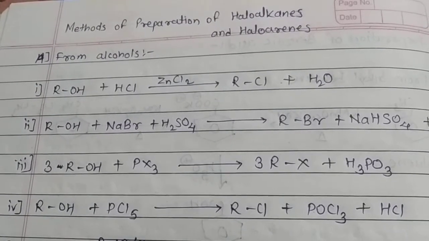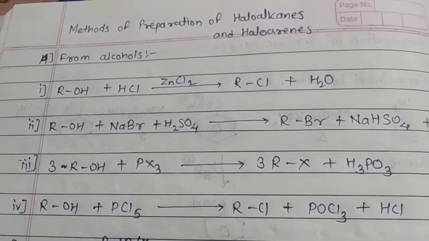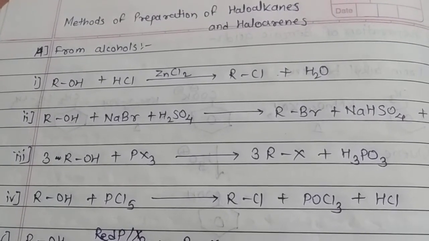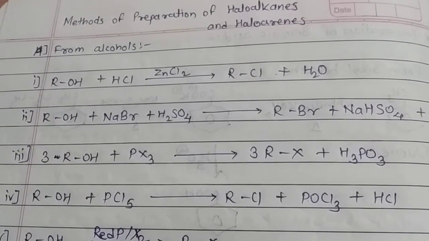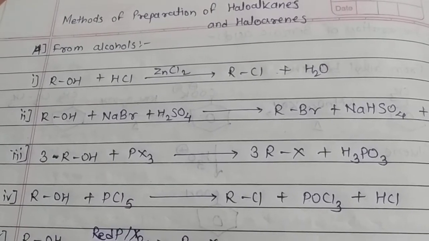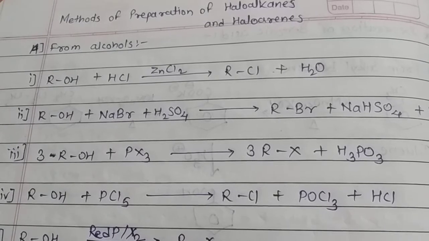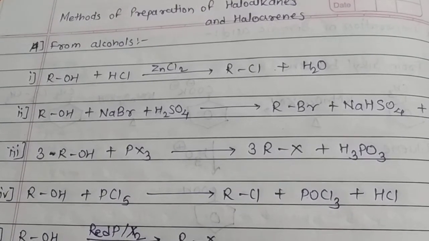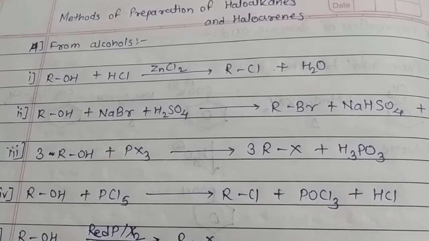Hello guys, today we'll see methods of preparation of haloalkanes and haloarenes. So let's see the first method, from alcohols. When alcohol, that is ROH, is reacted with HCl in the presence of zinc chloride, it gives RCl, that is alkyl halide, plus water is removed. So OH is a bad leaving group, and it is converted into a good leaving group.